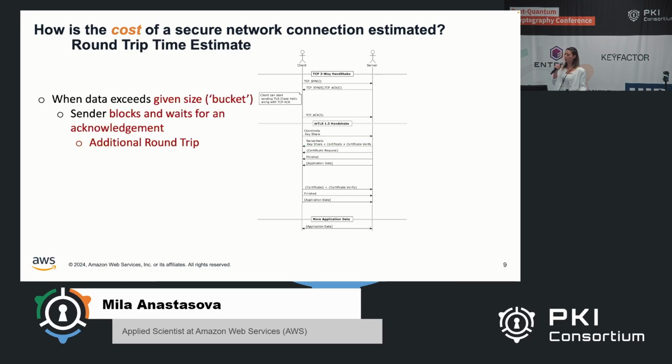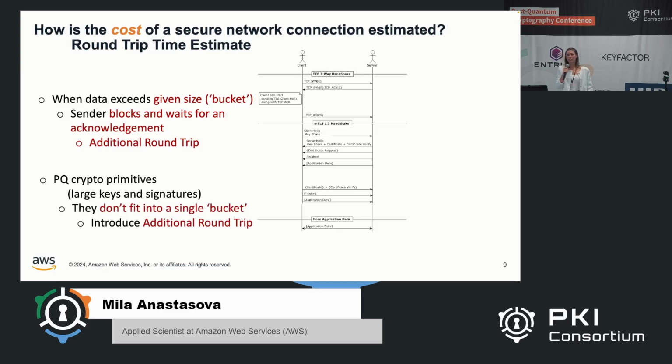Let's see, however, what is going to happen when messages that are sent exceed the size of our bucket, or in other words, what is going to happen if they cannot be transferred in a single round trip. Well, in this case, the sender is going to send one bucket of data. After that, however, he's going to be blocked, waiting for an acknowledgement from the recipient, from the client, before another bucket is sent, or in other words, before being able to continue the communication flow. This means that an additional round trip is going to be introduced.